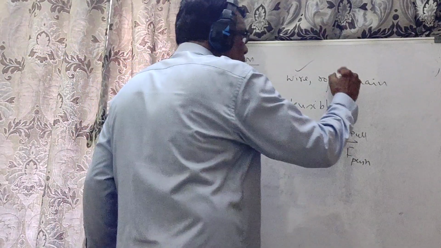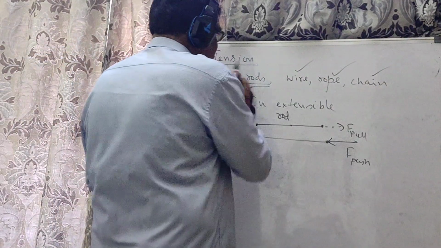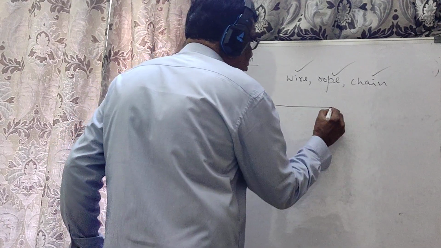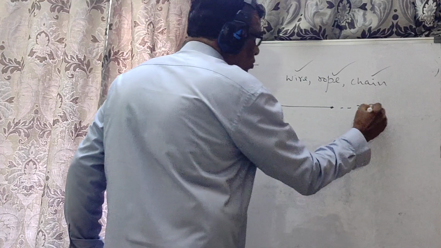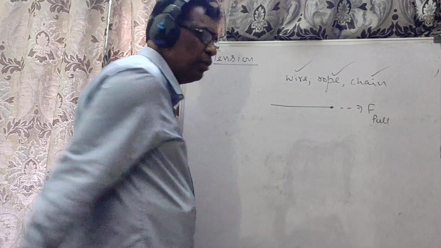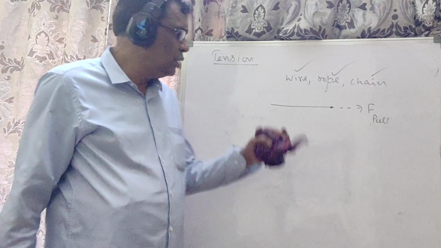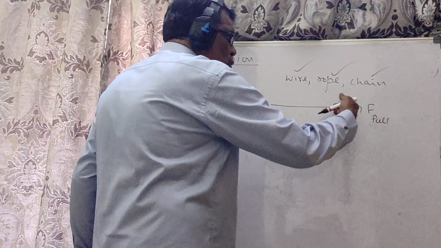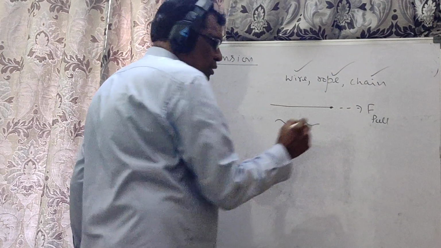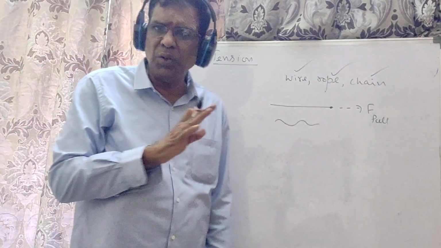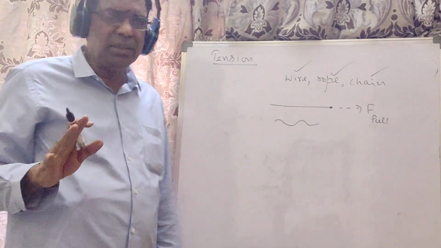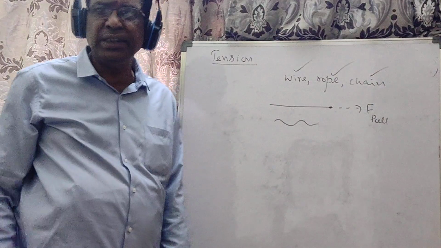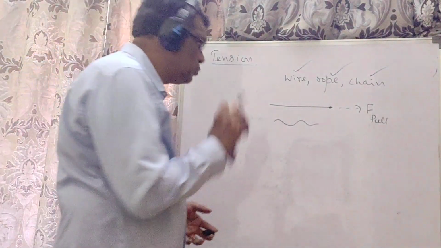As far as wire, rope, chain, etc. are concerned, it is bound to be only a pulling force. I need not mention that every time I speak about it. You should understand that it is going to be pulling. Why? If I try to push it, it gets slackened. So there is no question of tension being a pushing force as far as wires, ropes, chains are concerned. Remember this. That's number one.